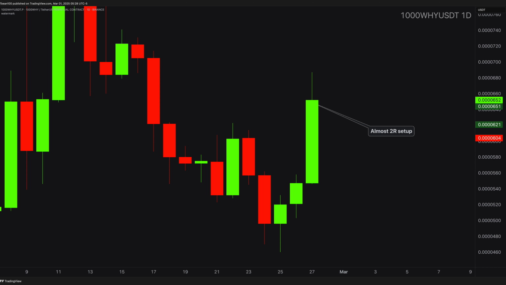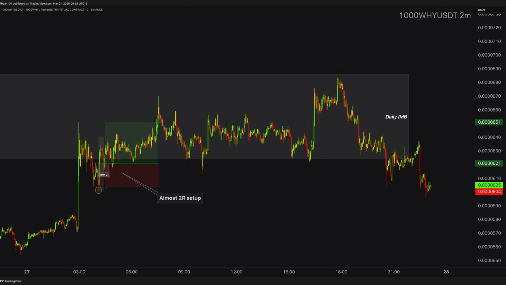Now, I want to show you something. What you see here is our daily chart again. Remember, this is the daily chart. I want you to notice and remember this large imbalance. Keep it in your mind. Okay, we are back to our 2-minute time frame this time.